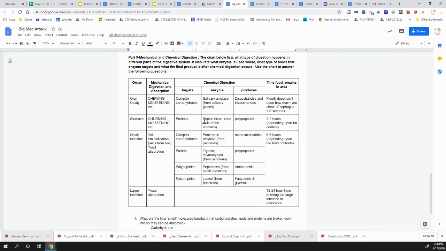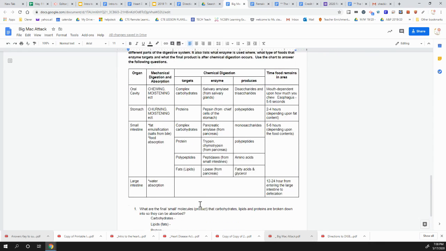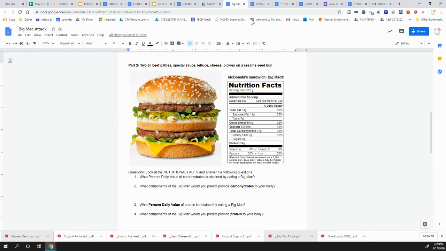Chemical digestion, pepsin is also released, and it targets proteins and it produces polypeptides. You're going to use that chart to answer these questions down below. Okay, the last two assignments are pretty self-explanatory.